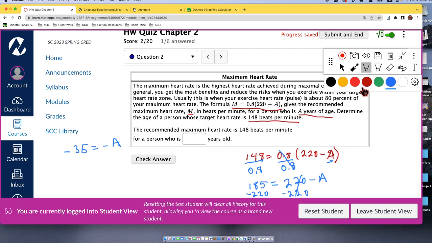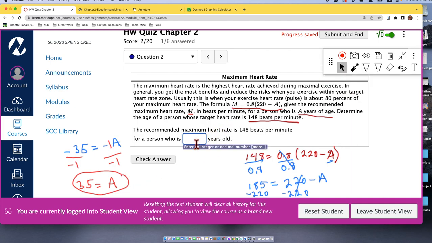Very good. The other way to think about it is there's really a negative 1 in front of the A. So mathematically, I'd divide both sides by negative 1. But that's also a good way. If negative A is negative 35, positive A is positive 35. It's exactly right. So a maximum heartbeat of 148 is for a 35-year-old. Does that make sense?